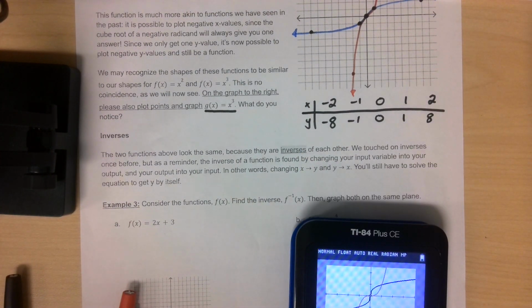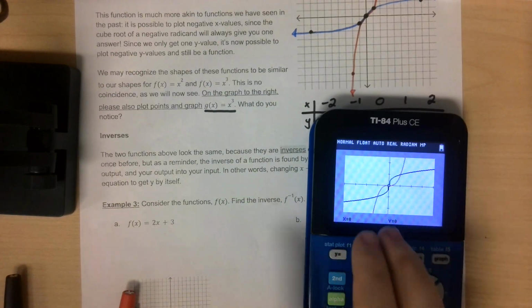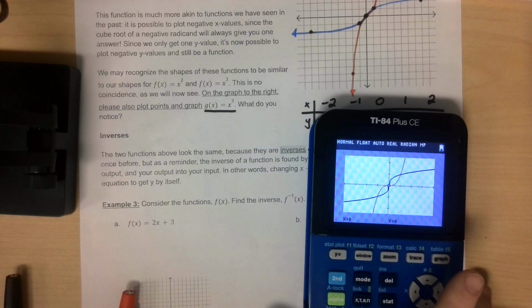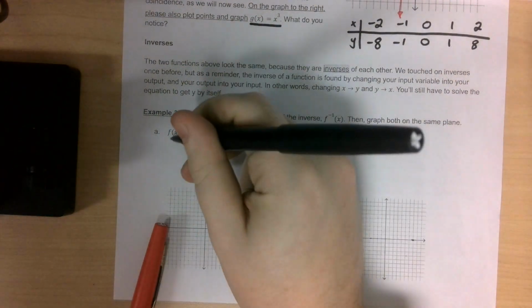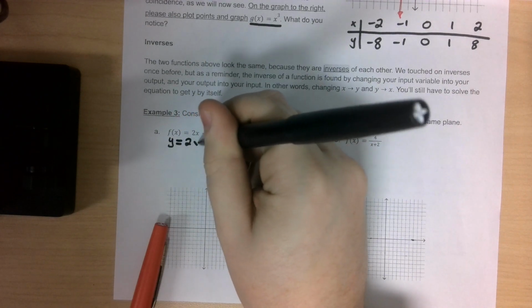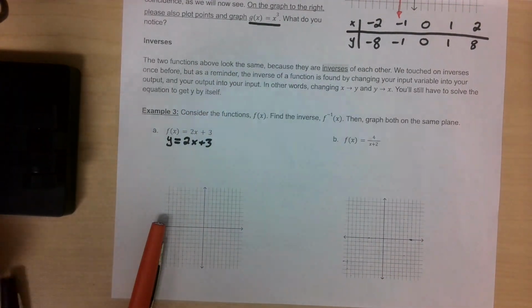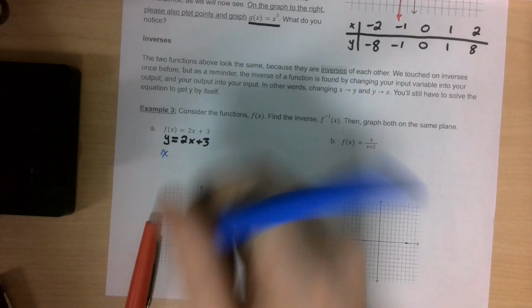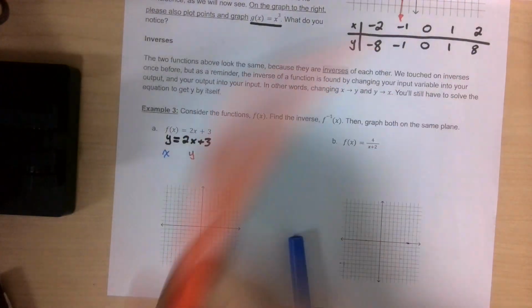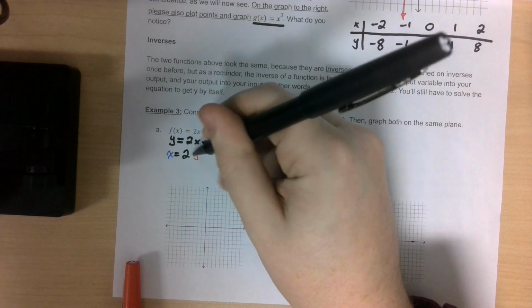We touched on inverses once before, but the inverse is found when you switch your x for y and your y for x. The inverse is always going to look like the opposite of its original. So let me give you an example. Let's say we had to find the inverse of these two functions, right? So f of x is the same as y, so this is like y equals 2x plus 3. To find the inverse, we just change the y into an x and the x into a y, and then solve the problem for y, getting y by itself.